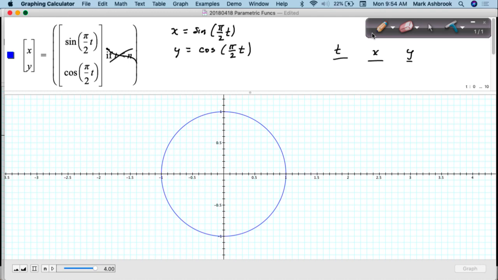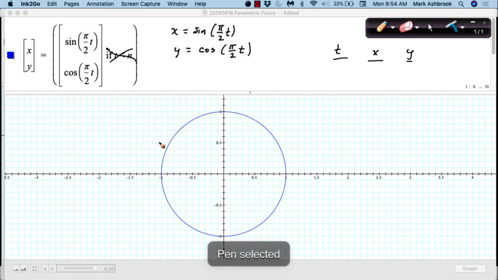So, what circle is that? This is a real basic circle. Do we know that equation as x and y? What is that equation as x and y? X squared plus y squared equals 1. So these are the same set of points, right? x equals sine pi over 2t, and y equals cosine pi over 2t, and x squared plus y squared equals 1 gives us the same set of points.